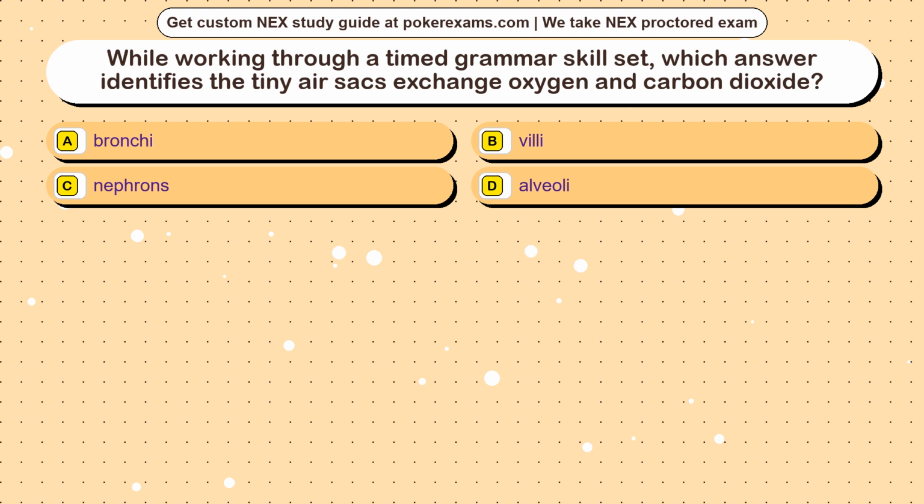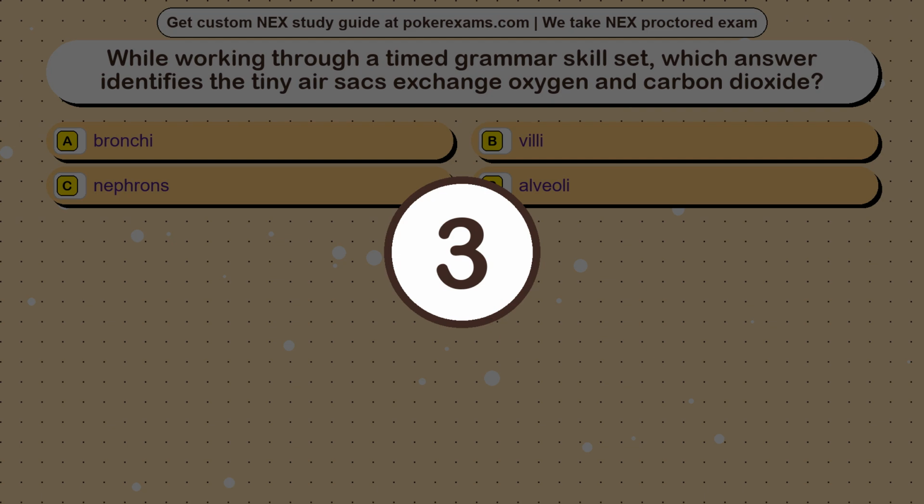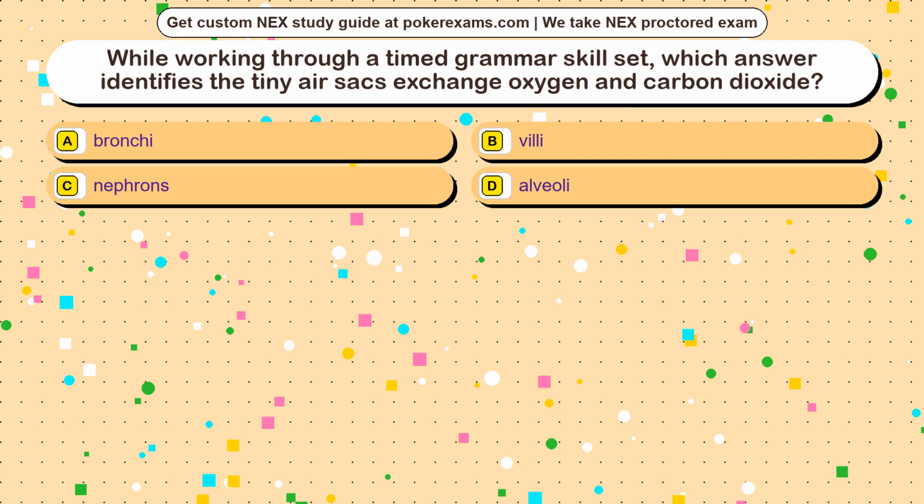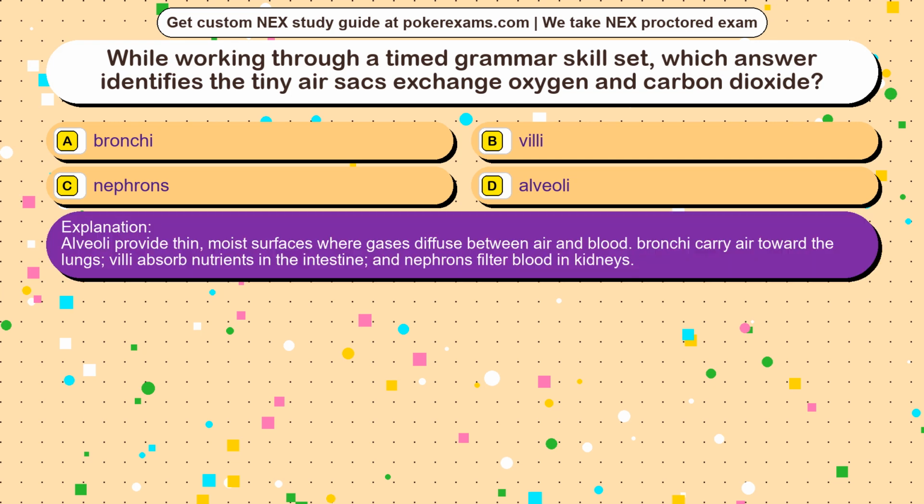Question 8. While working through a timed grammar skill set, which answer identifies the tiny air sacs that exchange oxygen and carbon dioxide? Option A, bronchi. Option B, villi. Option C, nephrons. Option D, alveoli. The correct answer is option. Alveoli provide thin, moist surfaces where gases diffuse between air and blood. Bronchi carry air toward the lungs, villi absorb nutrients in the intestine, and nephrons filter blood in kidneys.